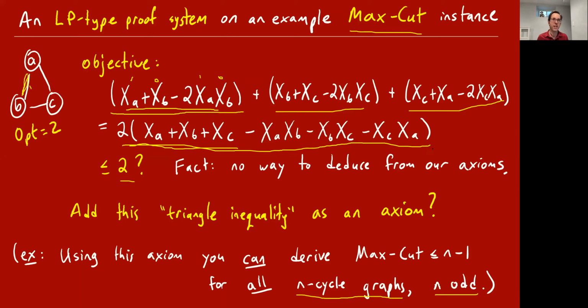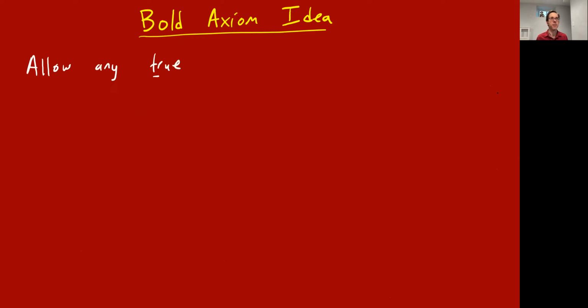Okay, so that's a little bit of sense in which it's not totally just begging the question. But we're going to go in a slightly more principled direction than this. Okay, so here's the bold new axiom idea. We're going to keep the same inference rules and the indeterminates that are supposed to stand for 0 and 1, but what we're going to do is add more axioms in some sense.